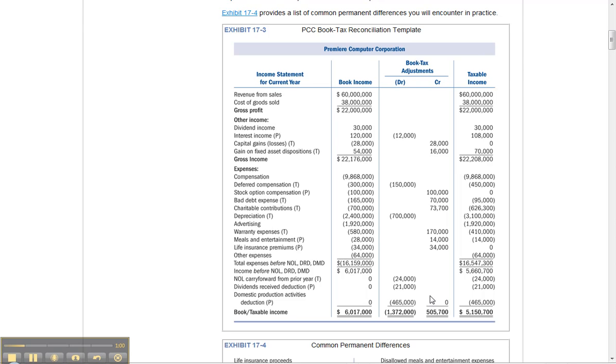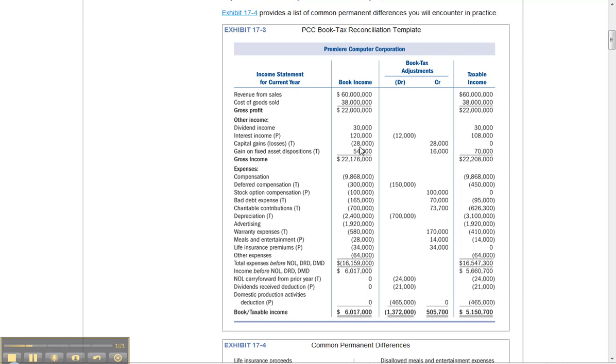So here's book income, and then these are all the things that represent differences between book income and taxable income. So like interest income, this is some municipal interest from a city bond that is non-taxable, so it's being reversed out of book income, and you can see book income is being reduced over here in the taxable income column.